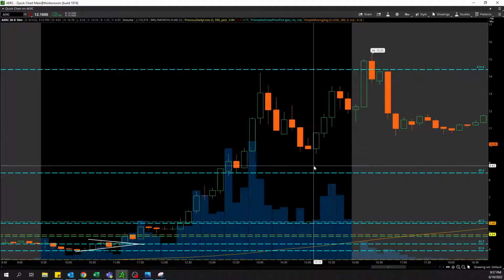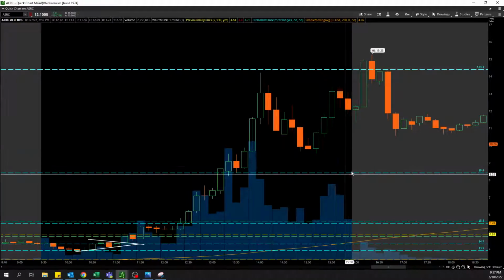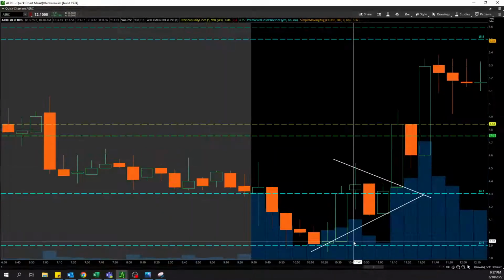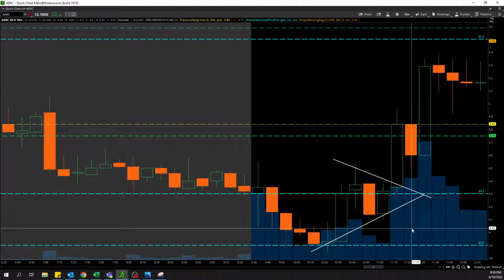So you gotta pay attention to the move. Just pay attention to it. Just pay attention to what they're doing. Pay attention to the price action. Pay attention to the higher lows, higher highs. See what the chart is doing.